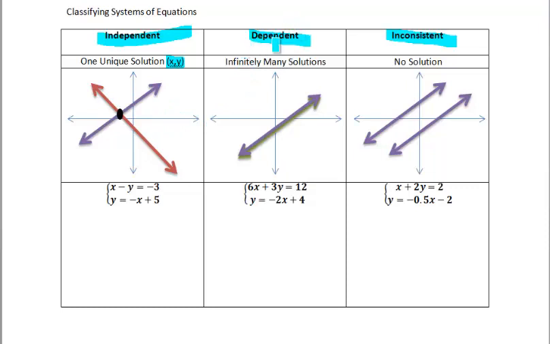In a dependent system, we have infinitely many solutions. I end up graphing the same line two times. They touch in so many different places, it depends on which point I pick on those lines as to which solution would work. But any solution that I pick on that line would indeed work.